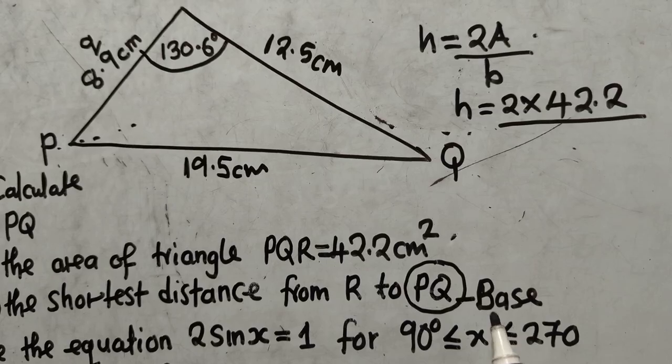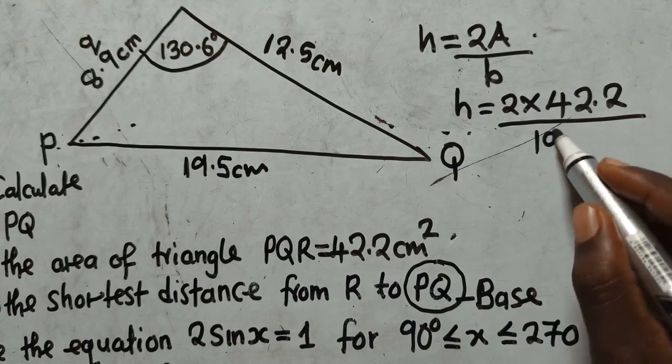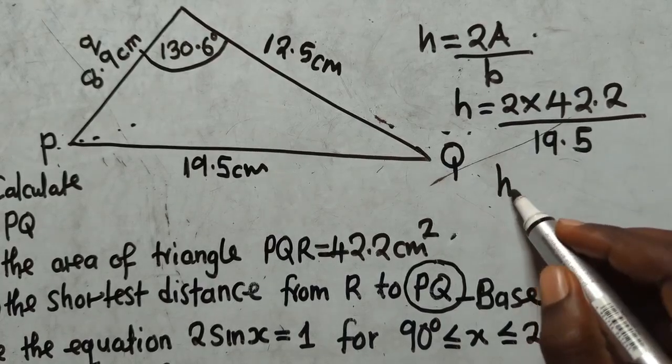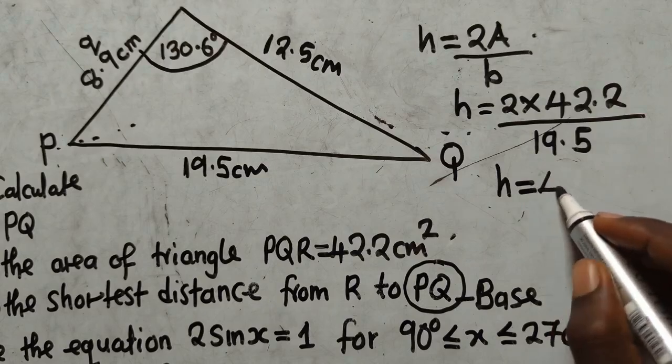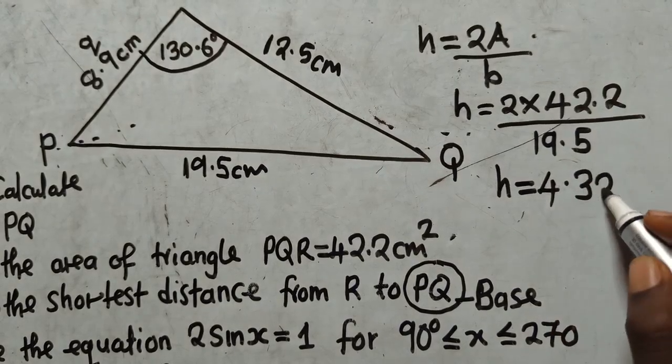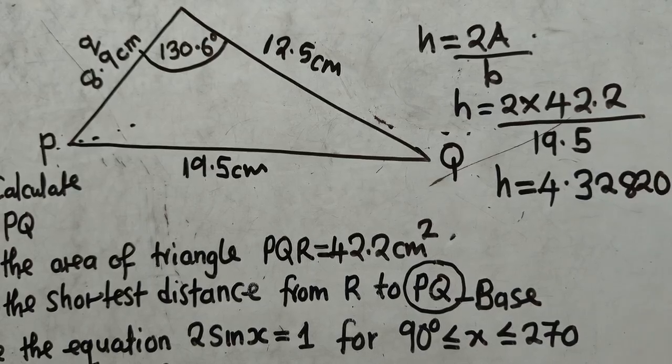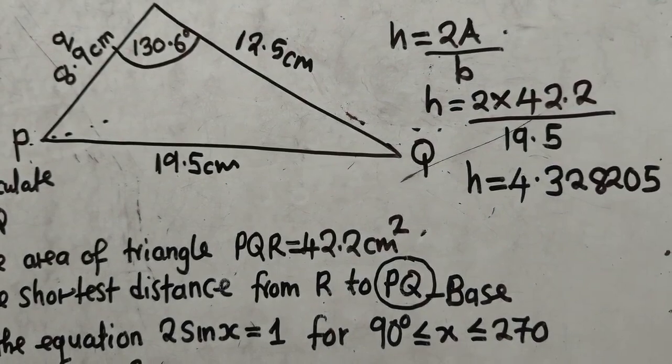PQ is the base. So for A to BC, BC is the base. R to PQ, meaning PQ is the base. What is the base? 19.5. So you say height, or the shortest distance, is equal to 2 times 42.2. After you see the answer, which is 84.4, that's when you divide by 19.5. What answer are you going to get? You are going to get 4.32825.